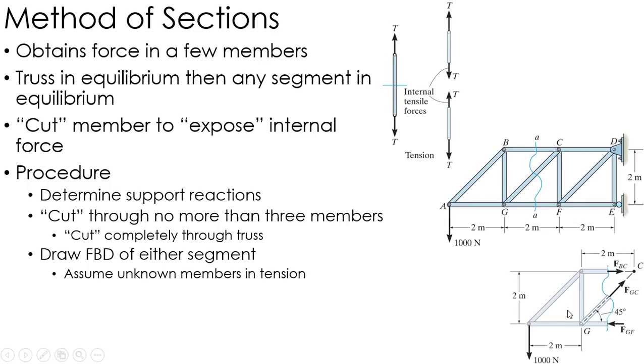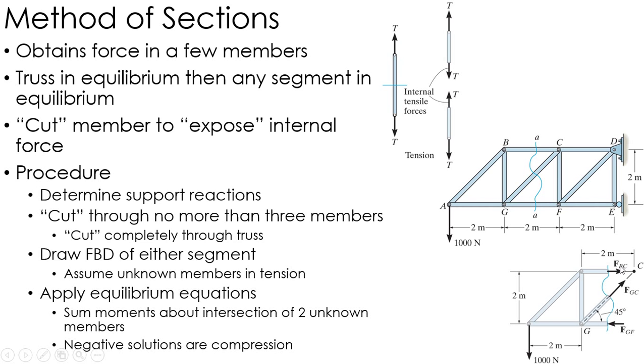In general, I always assume tension. That way, if I get a negative answer, it becomes compression. And again, tension is going to be out of the member. That member is in tension, just like what I have here. If I cut through right there, I'm going to have tension out of the member. And that's basically what I've done. I made that cut through no more than three members, and exposed those internal forces, making them external. So now I have a free body diagram with the one known force and then three unknown forces, to which I can apply my equilibrium equations.